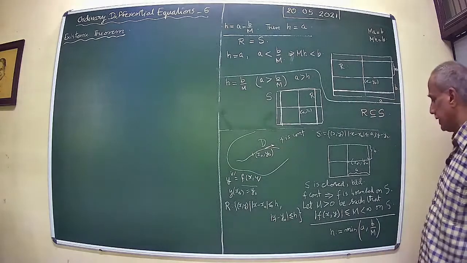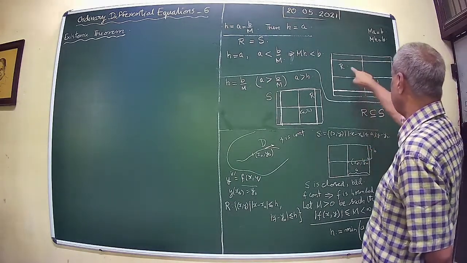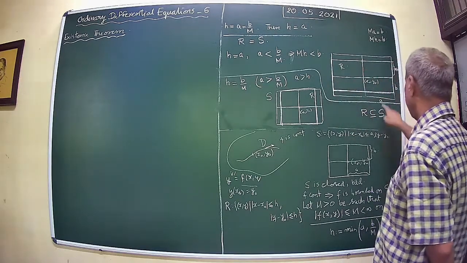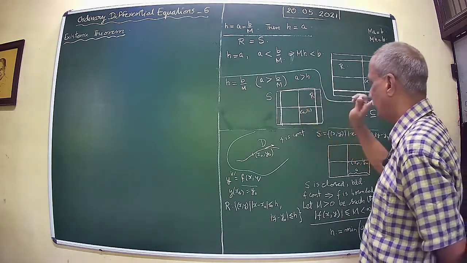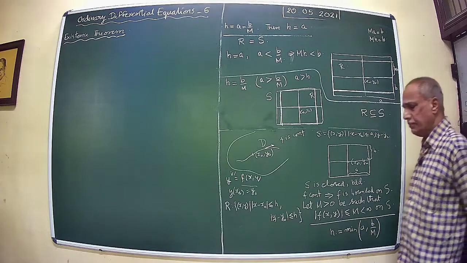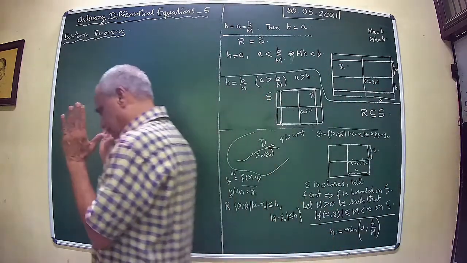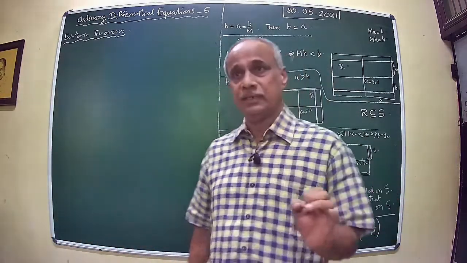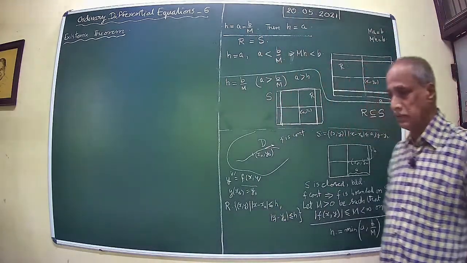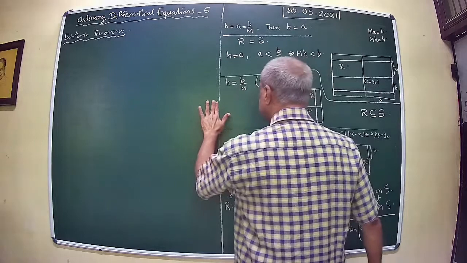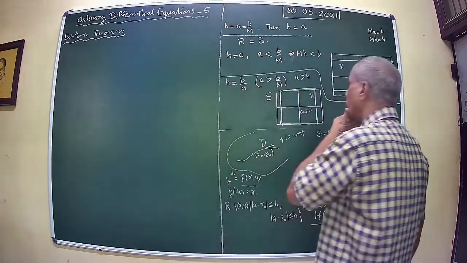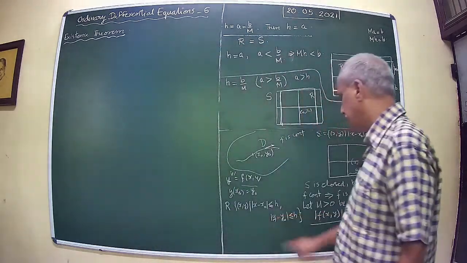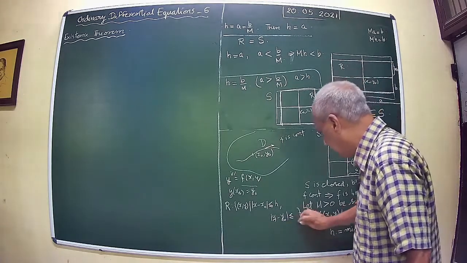So there are three situations that can come. One is R equal to S. In the other two cases R is contained in S, in two different situations: one is h equal to a, one is h equal to b by M. Anyway, what is significant is that given an interior point of D, you can find a rectangle R with the following description: |x − x0| ≤ h, |y − y0| ≤ Mh.